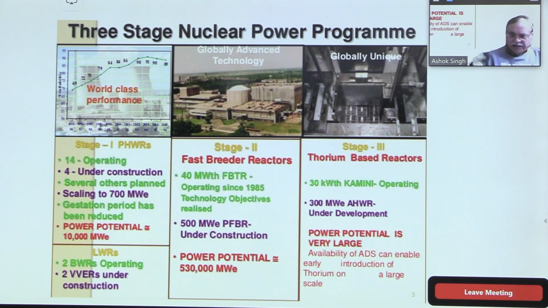This three-stage nuclear program, the first stage was called PHWR stage, pressurized heavy water reactors. These, as we have already explained, let me just remind you what is the main technology here. Pressurized heavy water reactors use heavy water as moderator and natural uranium as fuel.